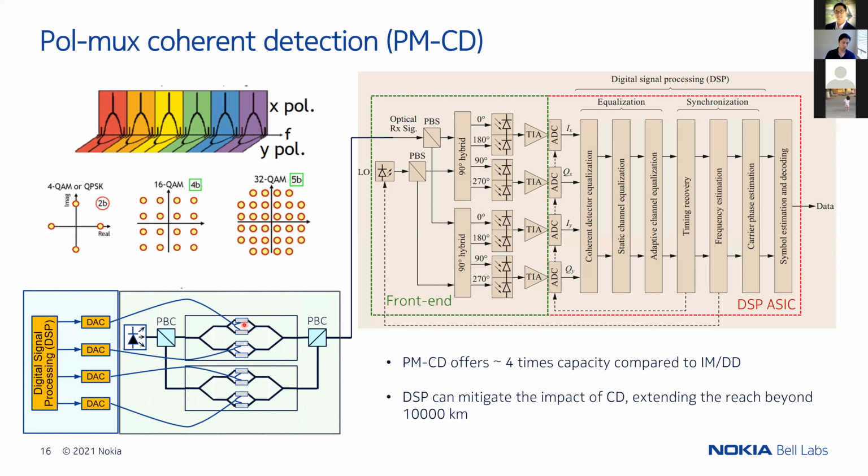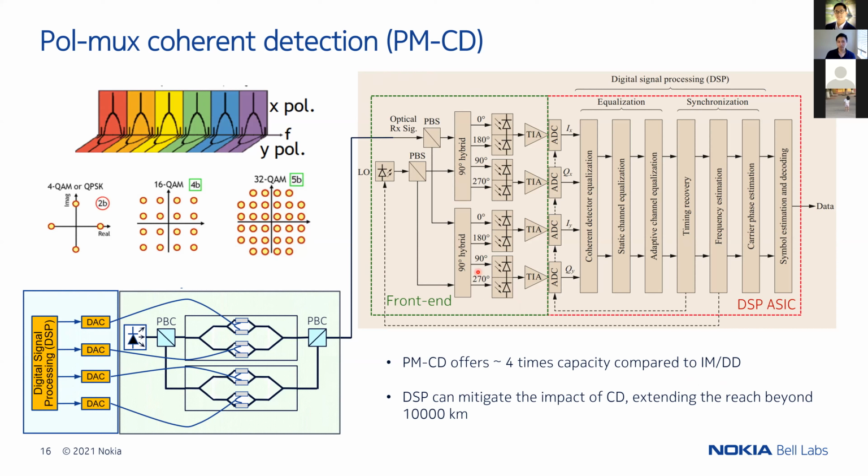Instead of having one modulator, we have 4 modulators. Two modulators you can think of as the in-phase and quadrature, or the phase and the amplitude, and we have 2 polarizations. So we have 4 data streams, and we can have 4 times the capacity within the same bandwidth, or 4 times higher spectral efficiency.